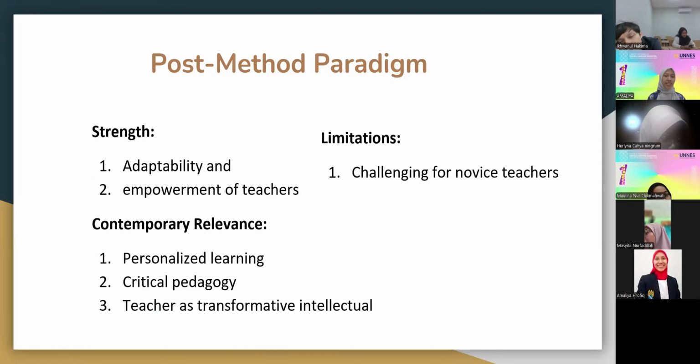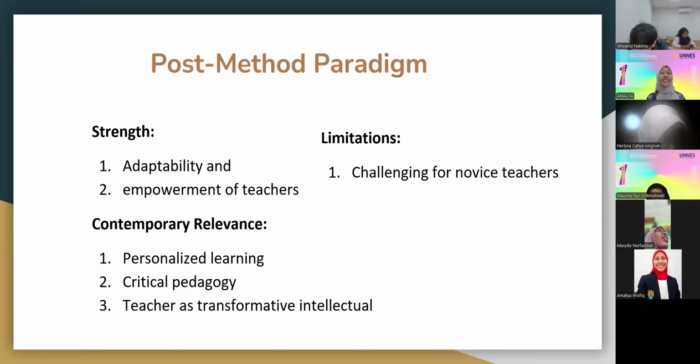Same as what I said, the strength, the first is adaptability. In the post-method paradigm, the adaptability of the teacher is scaffolding, as the one who transfers knowledge to the student. They need to adopt and adapt to the new, especially in this technology era. And besides that, the empowerment of the teacher, the teacher needs to adapt like what I said. That's already the same. And then how about the limitation?